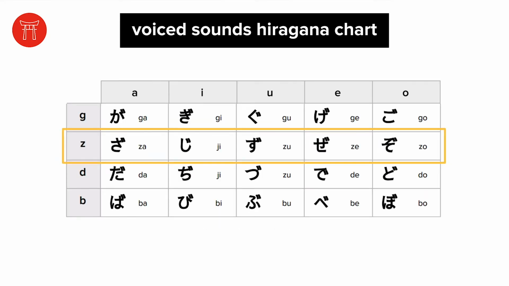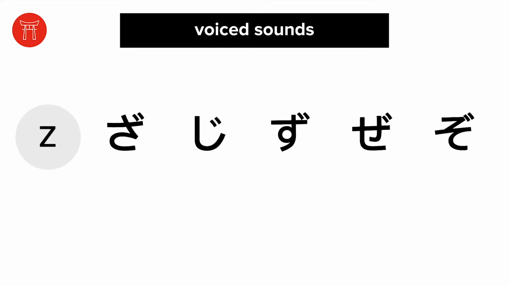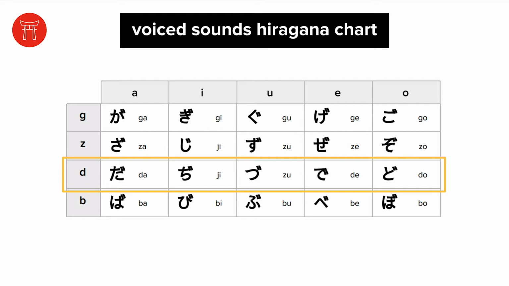The next row may look slightly irregular in Romaji spelling. This is shi, and with a dakuten, it becomes ji. So the whole row goes za, ji, zu, ze, zo. Let's look at an example. Nishi with a dakuten becomes niji. It means rainbow.